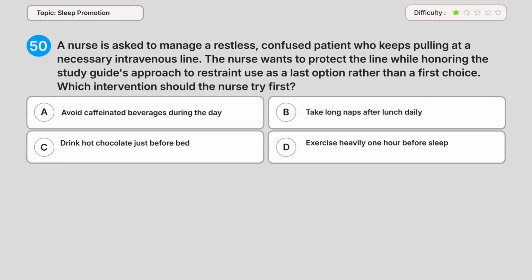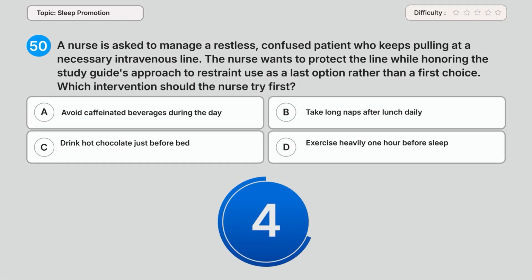A. Apply 4-point physical restraints immediately. B. Administer a strong sedative right away. C. Try the least invasive intervention first. D. Restrict the patient to bed alone. Can you guess the answer?